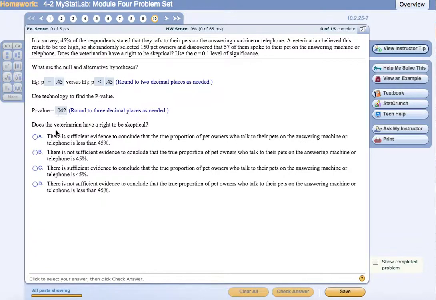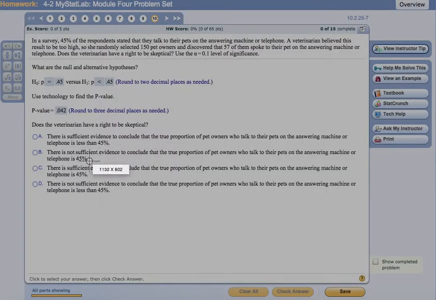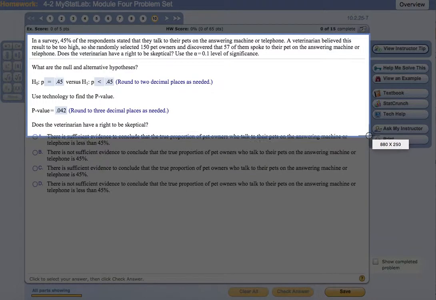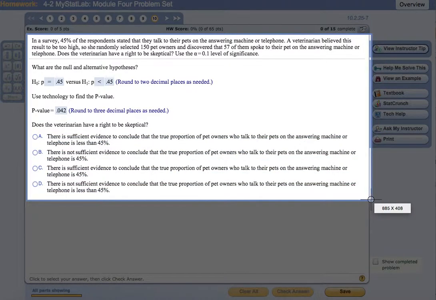And then, does the veterinarian have a right to be skeptical? So let's take a look at that. Right now, the level of significance is 0.1, and this is inside that area. So let me go ahead and try and draw a picture. Hopefully this will work. Okay, let's see how this works for me.